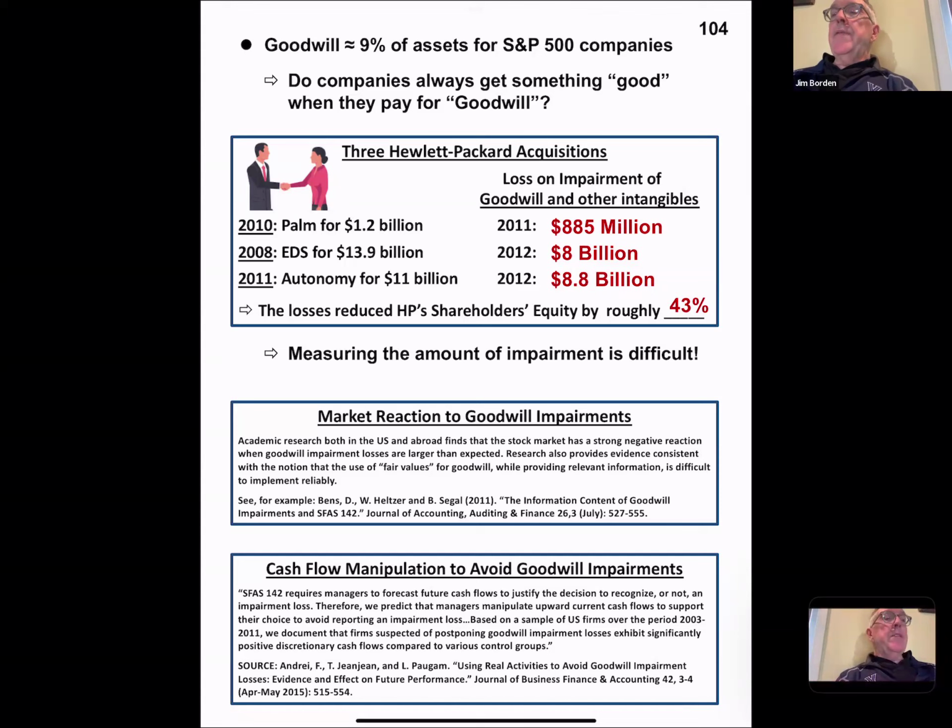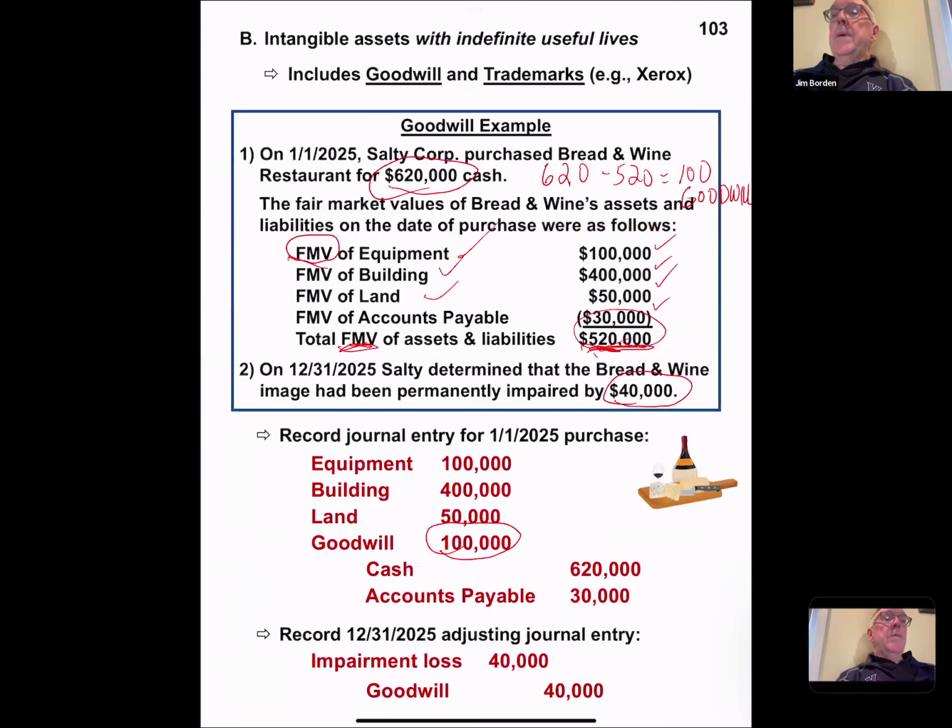Measuring the amount of impairment is difficult. And if we were to go back, we talked about figuring out the amount of goodwill to pay. That's a challenge. Is this special something worth 80,000? Is it worth 120? Is it 90? Figuring out 100 is just a final negotiation that we've settled on. Right? It's the best estimate at that time.